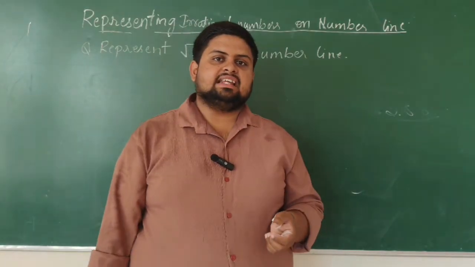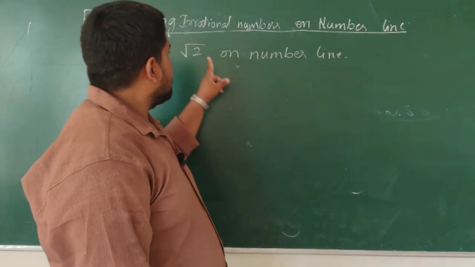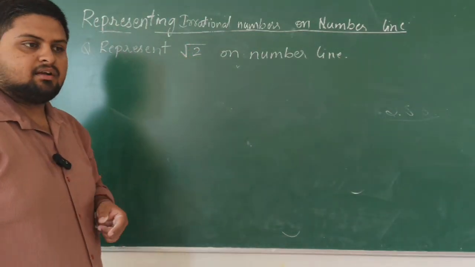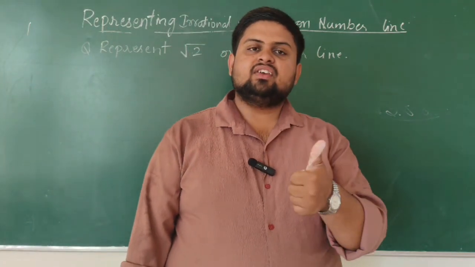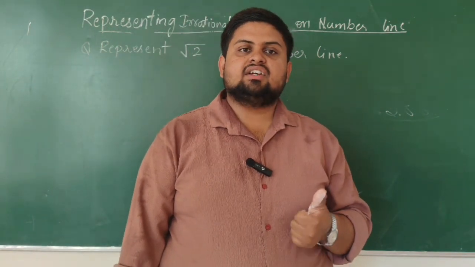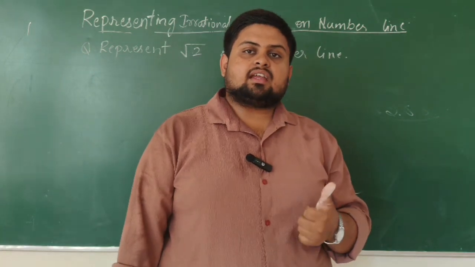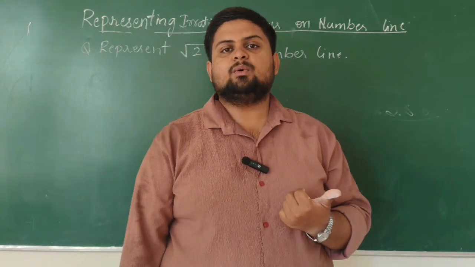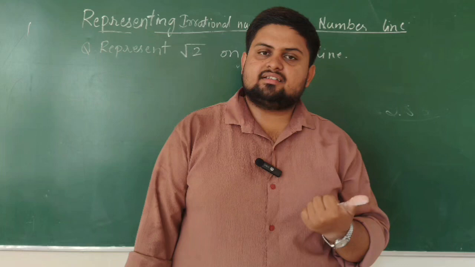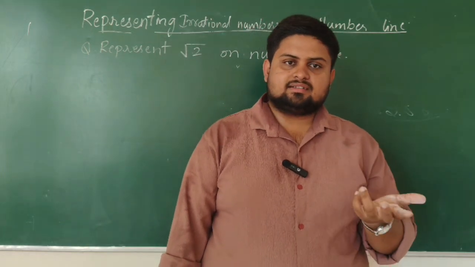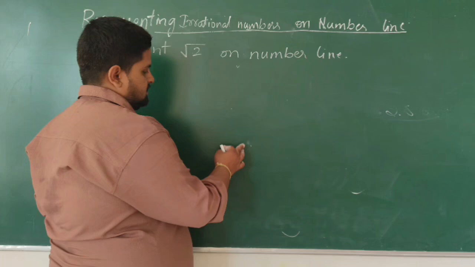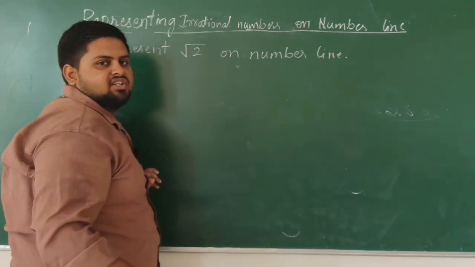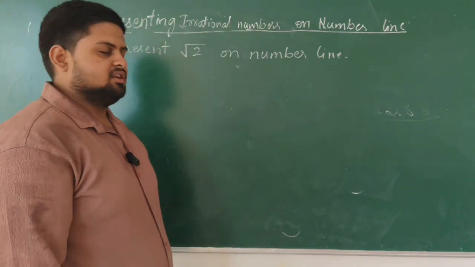So now let us see how to represent irrational numbers on the number line. Before that, let's recall what irrational numbers are. We define irrational numbers as those numbers which cannot be written in the form of p by q, where p and q are integers and q is not equal to 0.